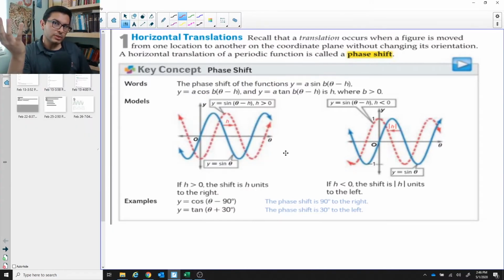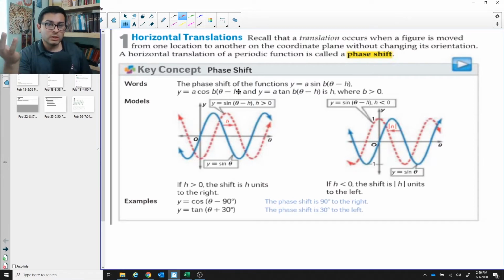Now, the way that it works inside of an equation is as follows. If you look, we already know from our general form of a sine, cosine, just trig functions in general, of the a and b. We already know what they are and how to use them. What we haven't seen is this minus h. This minus h here tells us exactly how much we go to the right or to the left.